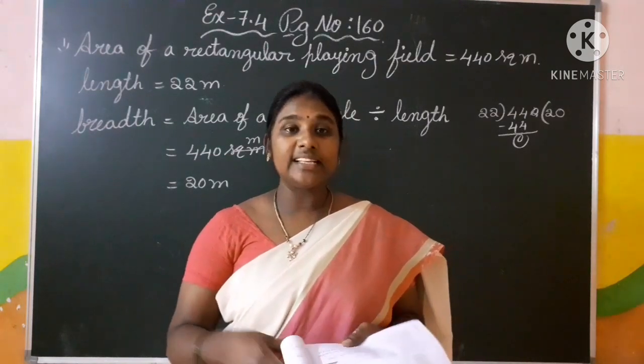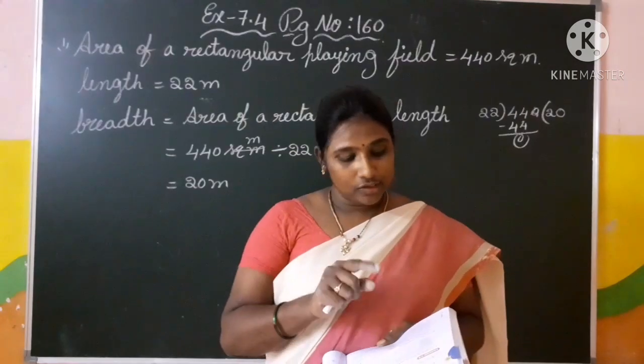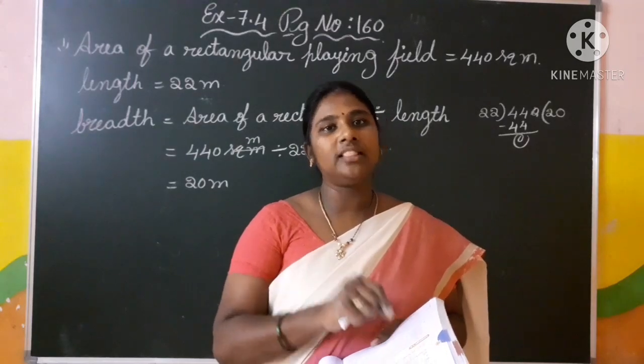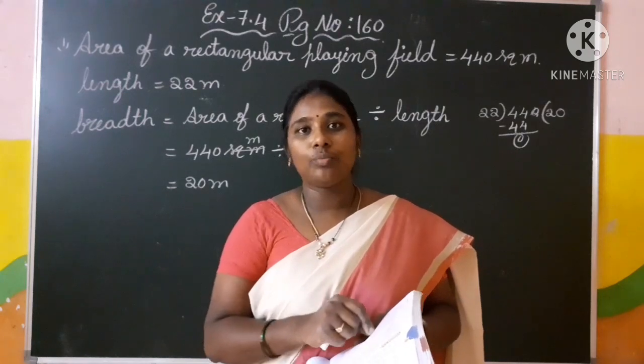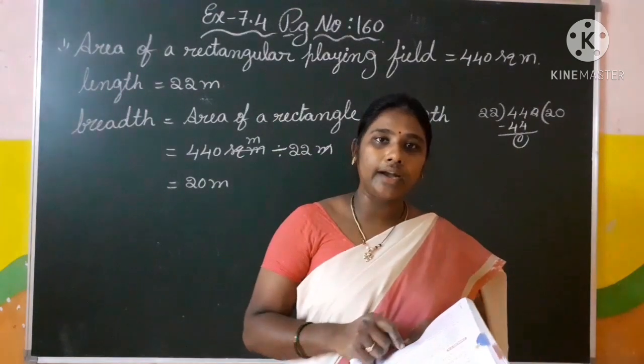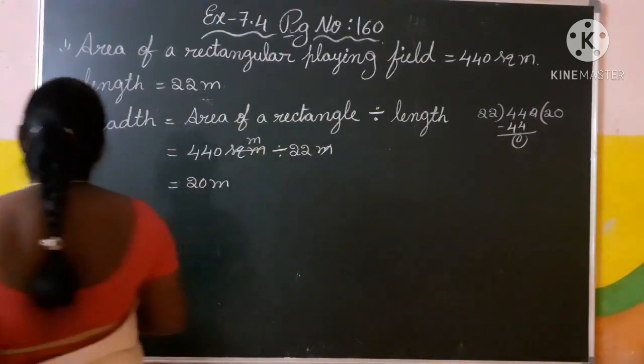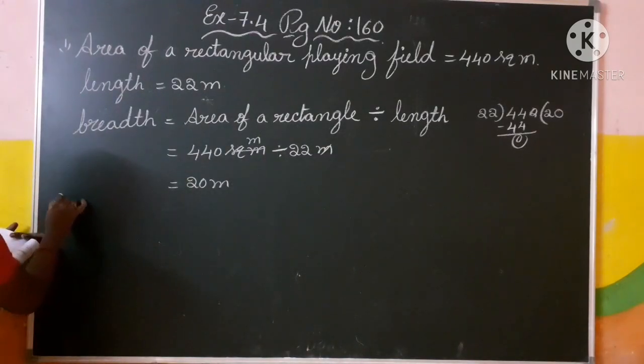So it is divided into 10 flower beds. Each flower bed's length, breadth, and area are given here. But we have to find the area of the garden. So see the third question solution.